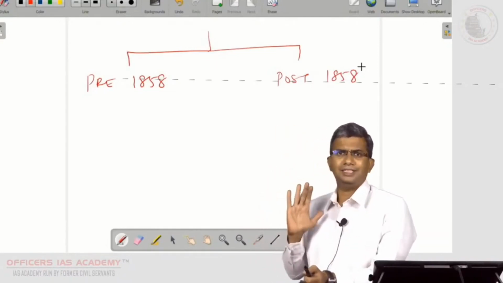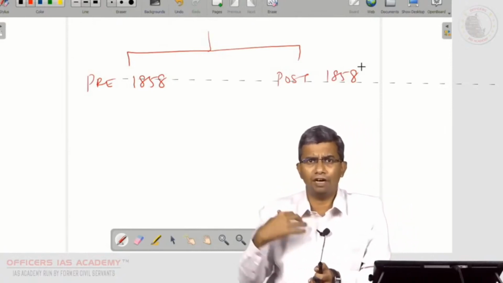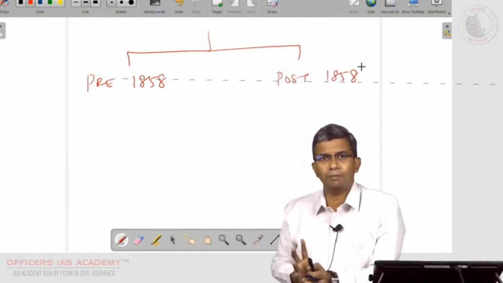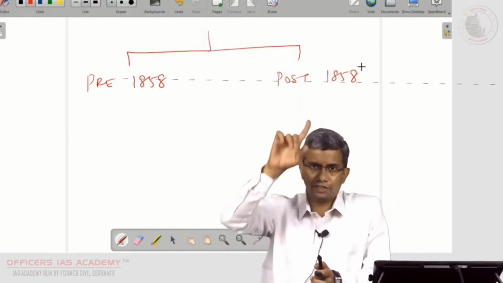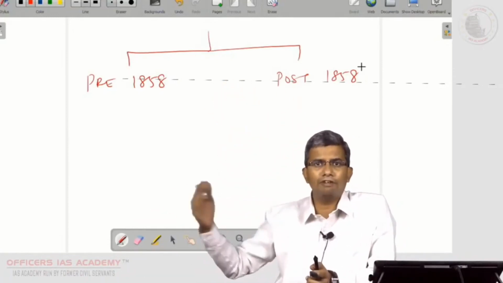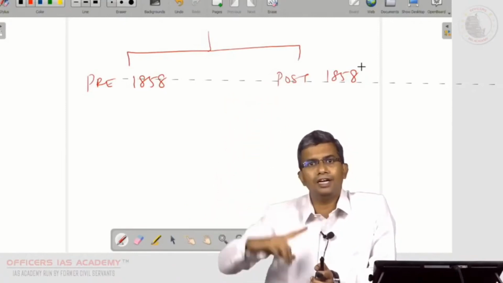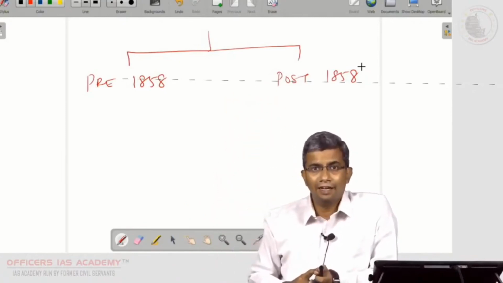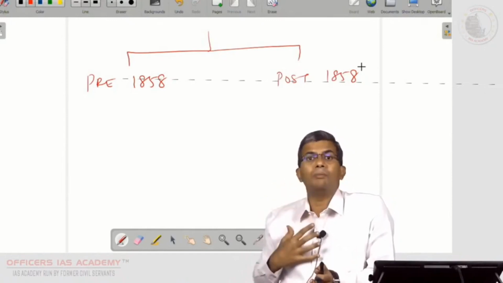Nominal means what? Just like we have the President of India. All of us know Mr. Ramnath Kovind is the President of India. He is the first citizen of the country. He is the head of the union executive. We will discuss all that when we discuss the Indian Constitution. He is the head of our Indian state, right? But he is only a nominal head.